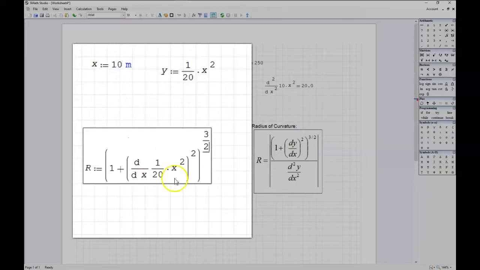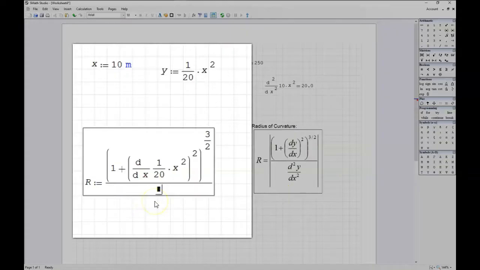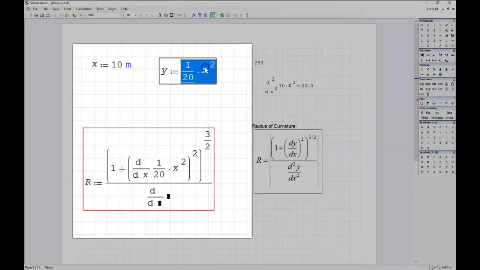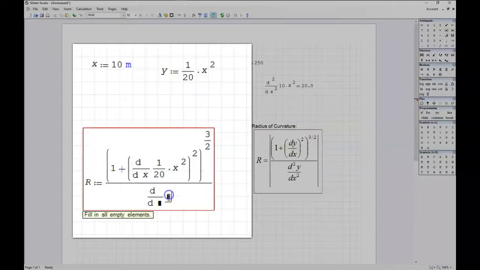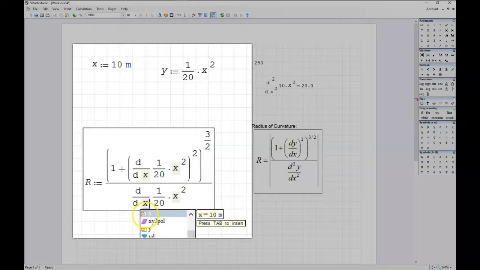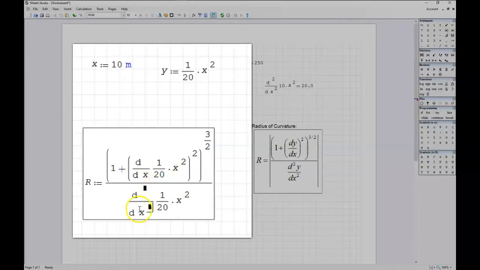Now this will all be over the second derivative. So I'm going to use my space bar again to select all of that. Then the slash. Then I'm going to have my second derivative, so I'm going to use my derivative function. I'm going to copy this with Control C, Control V. And that's with respect to x. And now I'm going to press the comma to get to my second derivative.